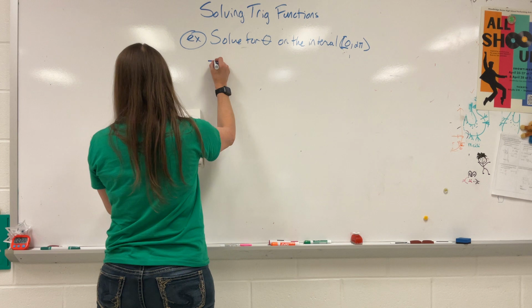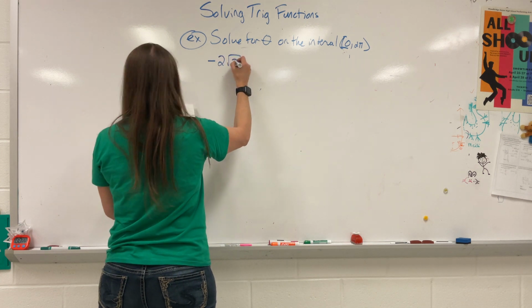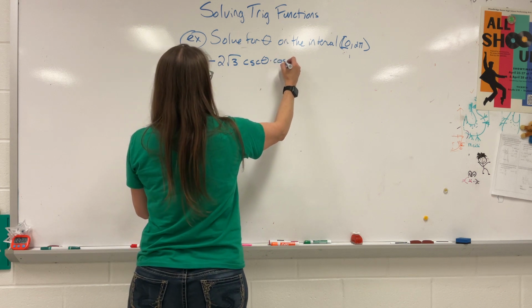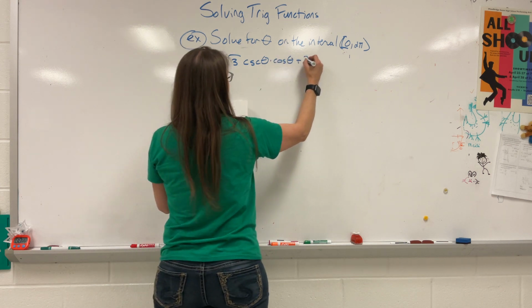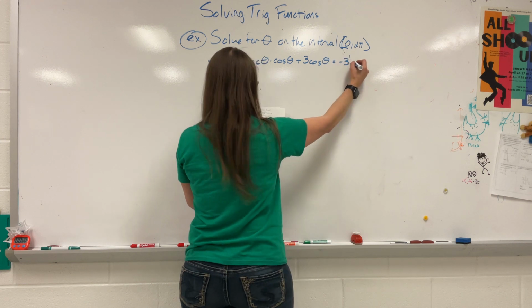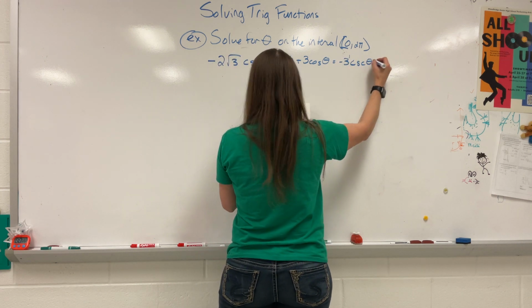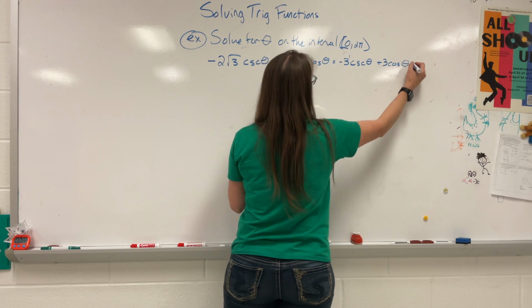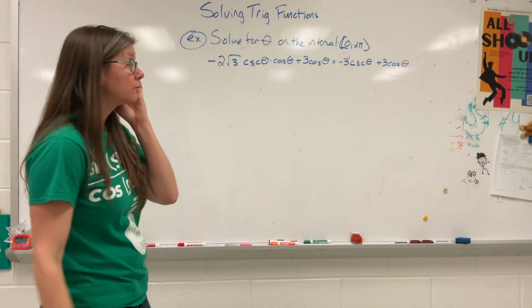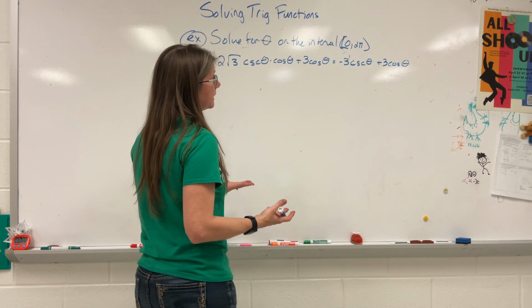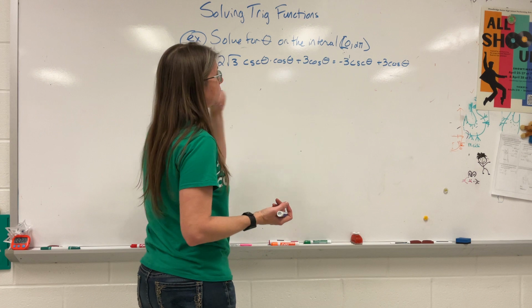So you might get something weird, like -2 radical 3 cosecant theta times cosine theta plus 3 cosine theta is equal to -3 cosecant theta plus 3 cosine theta. And that looks pretty ugly. I agree with you. Okay, that's what you're thinking. This is not what I'm going to put an x in for because I have two variables.